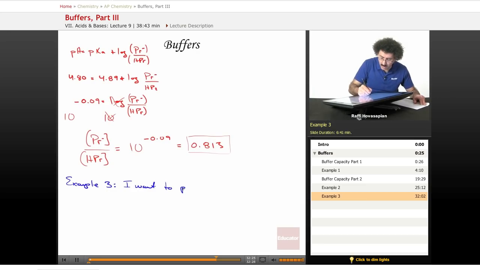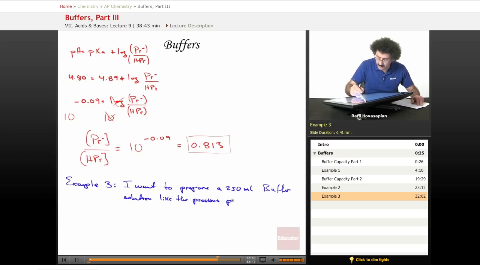I want to prepare a 250 milliliter buffer solution like the previous problem. In other words, I want to prepare the buffer solution at 4.8 using my propanoic acid. Okay.